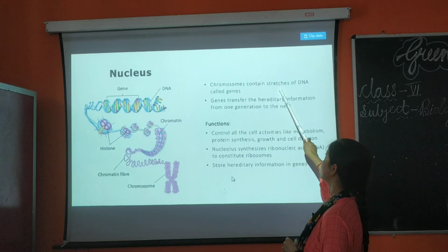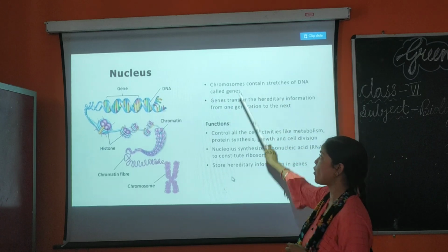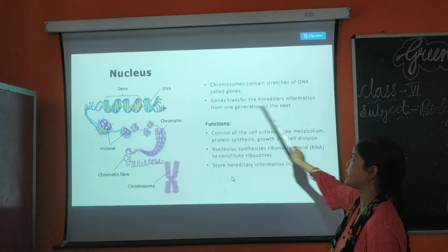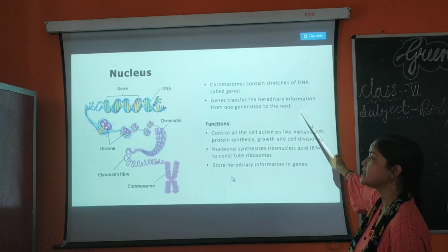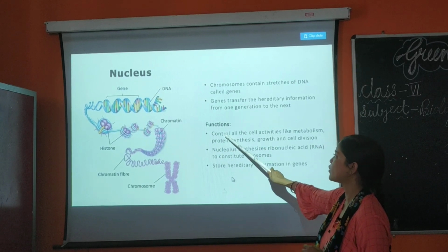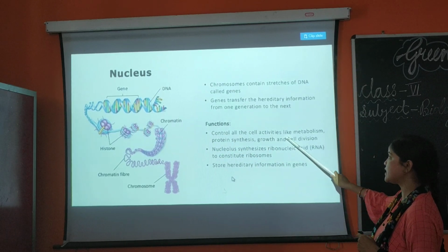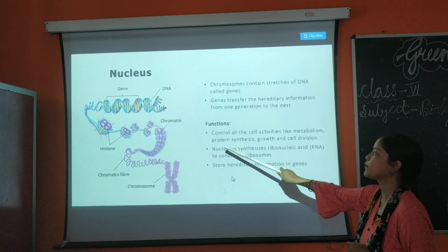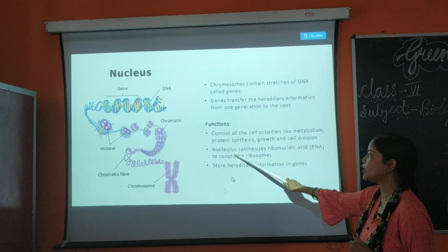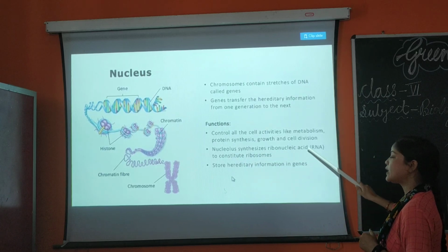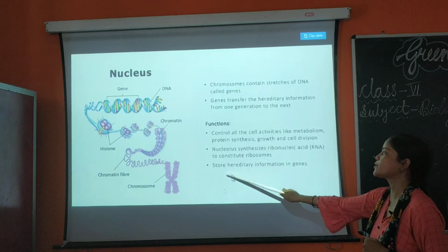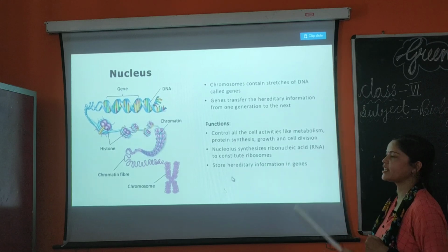Chromosomes contain stretches of DNA that are called genes. Genes transfer the hereditary information from one generation to the next. What is the function? The function of the nucleus is to control all the cell activities like metabolism, protein synthesis, growth, and cell division. Nucleolus synthesizes ribonucleic acid, that is RNA, to constitute ribosomes, and stores hereditary information in genes.